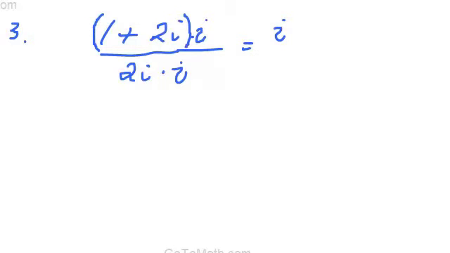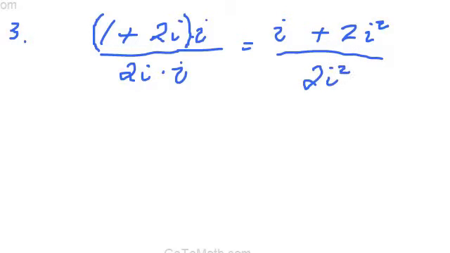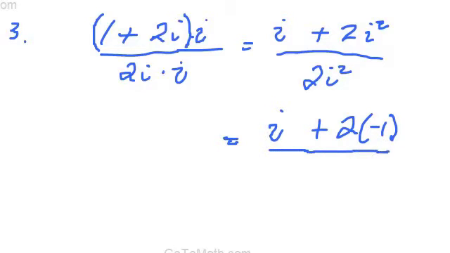So this becomes I plus 2I squared over 2I squared. So we have I plus 2 times, remember, I squared is negative 1, over 2 times negative 1. Cleaning this up, this is going to end up being negative 2 plus I. We'll write that in the standard form. And then we have negative 2 down here in the denominator.